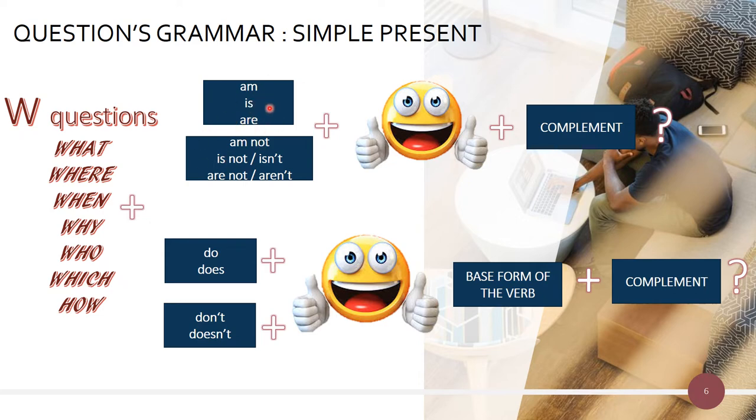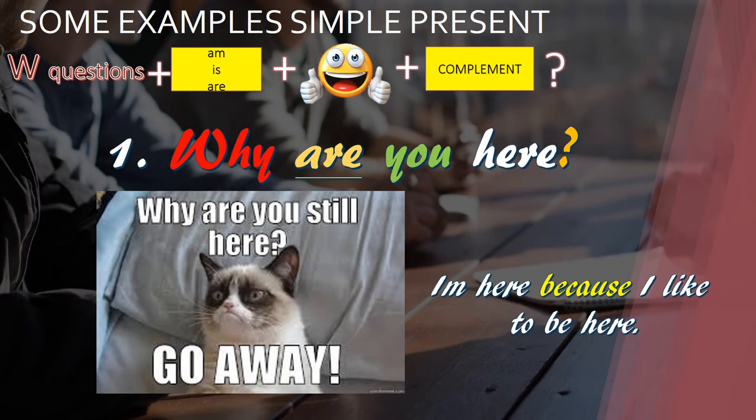La primera es con el verbo to be en positivo y el verbo to be conjugado en simple present negativo. Plus, the subject plus a complement. Y la segunda es para cuando tienes otro verbo que no es el verbo to be, ¿sí? Y le agregas el auxiliar do, does para afirmativo, don't, doesn't para negativo, plus the subject, plus the base form of the verb, plus the complement. Vamos a ver algunos ejemplos. Excellent. So the first example is, why are you here? Okay.